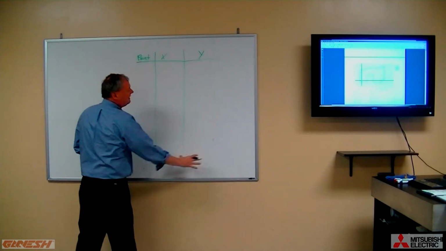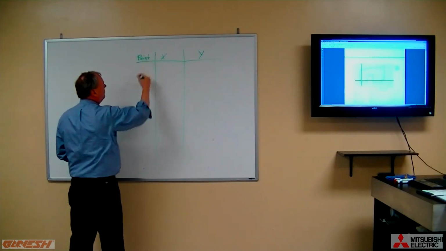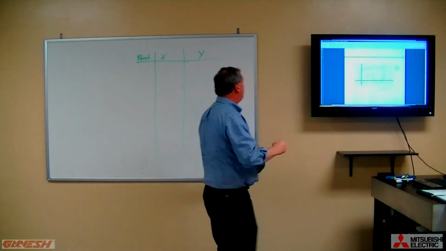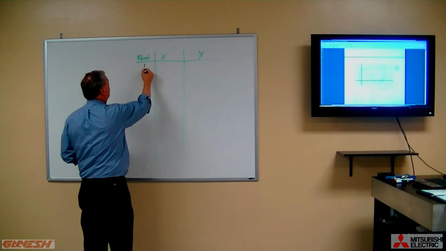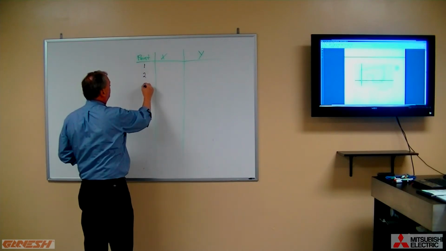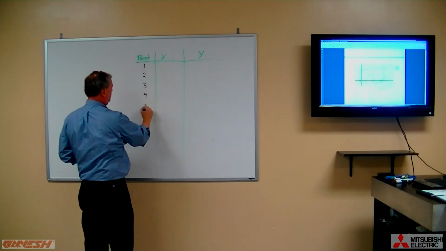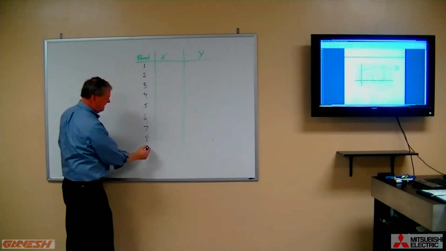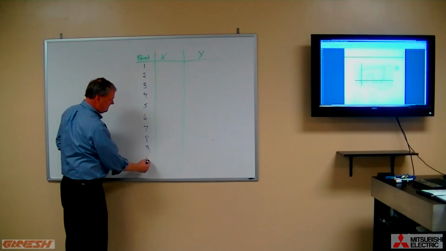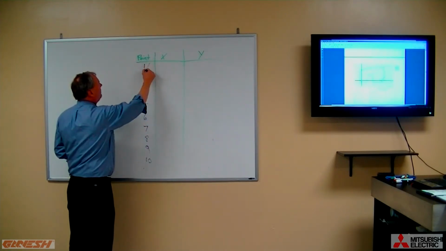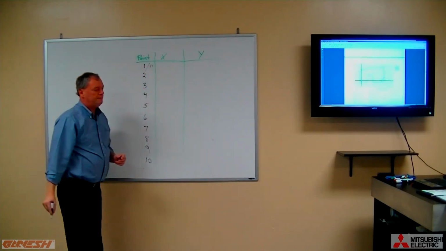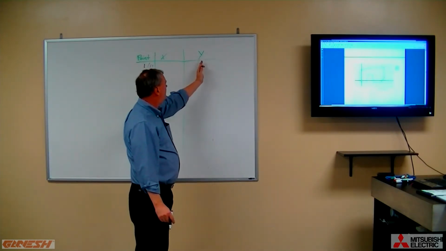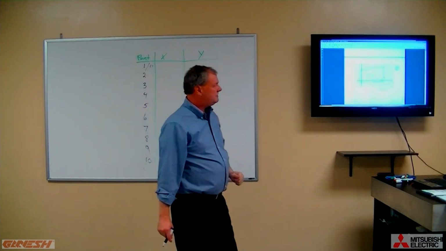So what I've done is kind of set up a matrix here. So we'll go with point number 1, and then point number 2, 3, 4, 5, 6, 7, 8, 9, 10, and then point number 1 is also point 11. I have a column here for the x values. I have a column here for the y values.